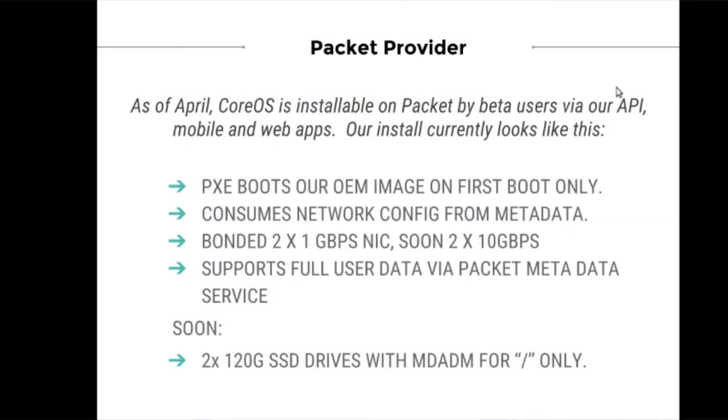At the moment, we are in beta, and CoreOS is installable on Packet by beta users. It will PXE boot the first time, on the first boot only. It consumes the network config from the metadata service. We have bonded 2 by 1 gig interfaces, support the full user data concepts, and consume that from either our portal or our API as the user wants. And soon we are going to have it installed with the root partition only, with software RAID to disk. That last part where I say soon is where you can really tell we're in beta. I don't recommend rebooting a CoreOS machine on our beta accounts just yet. It won't work.